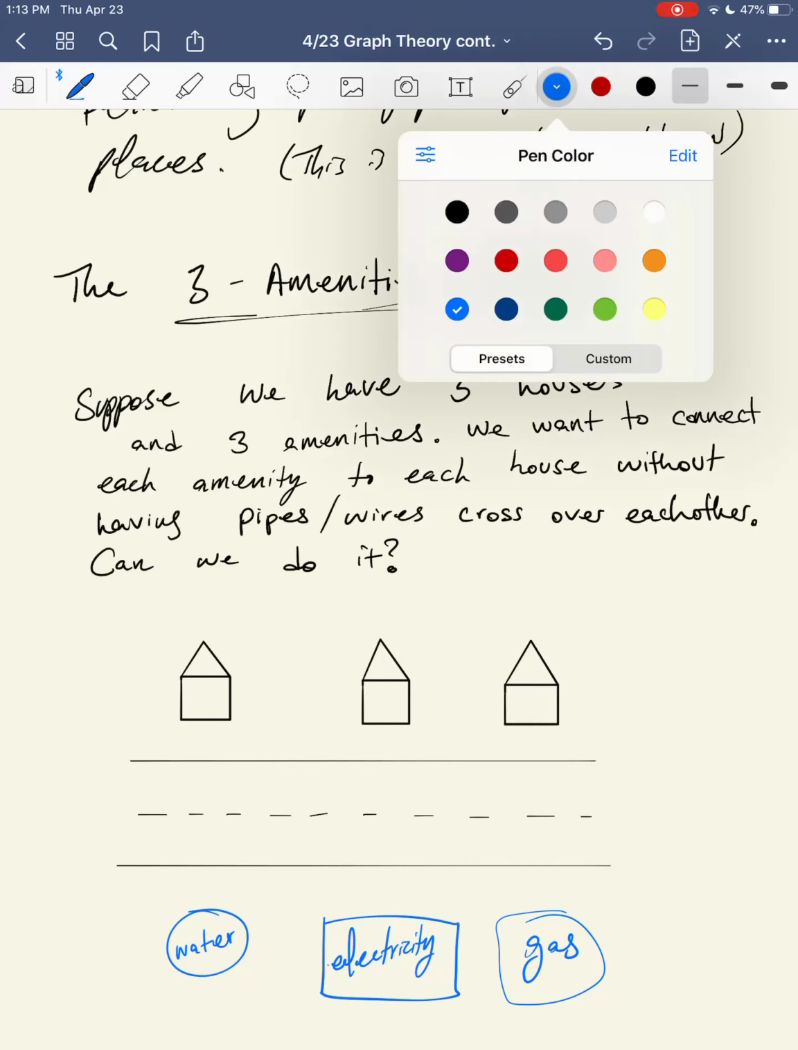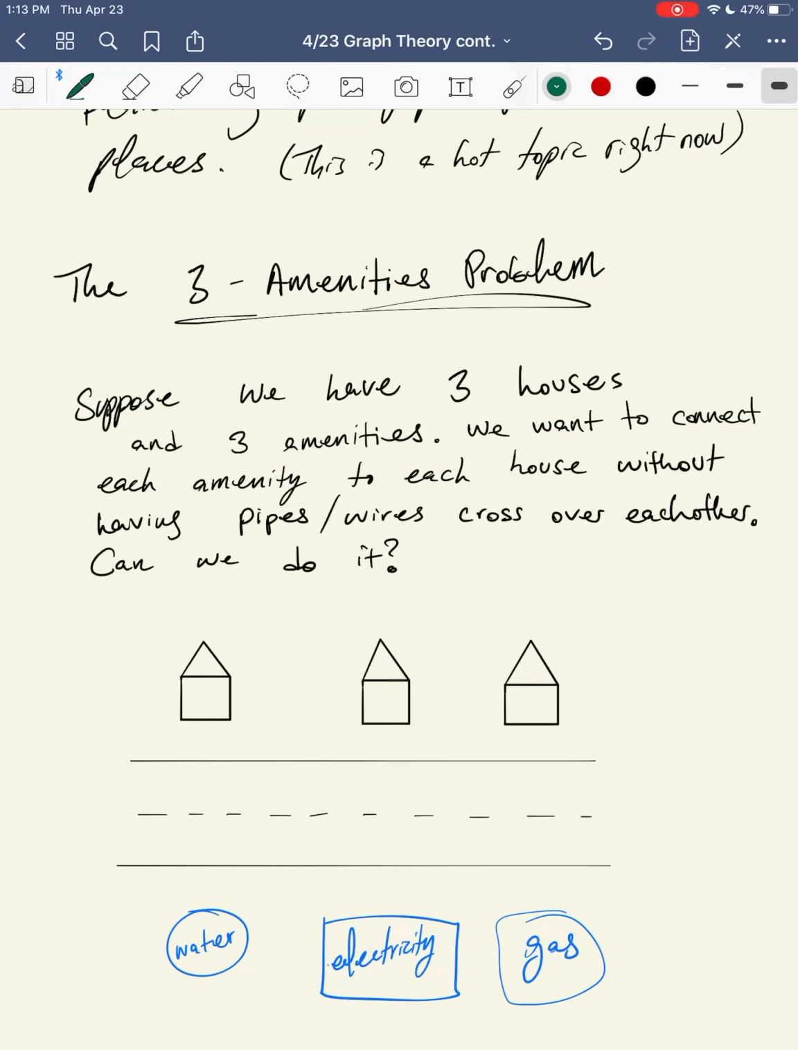Do it in green here. Why not? Okay, so I guess the first step is let's just try doing all of the things to the first house. We'll just connect them all under the road normally. And then maybe we'll try doing the second house, to all of the ones that it can go to. Well, the second house can get to gas just going across the street. But now if we want to get to water and electricity, we're going to have to do something funny.